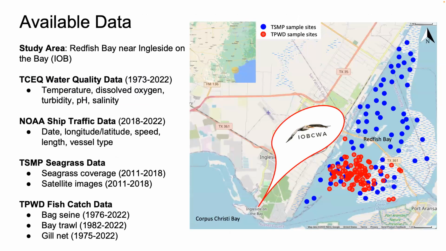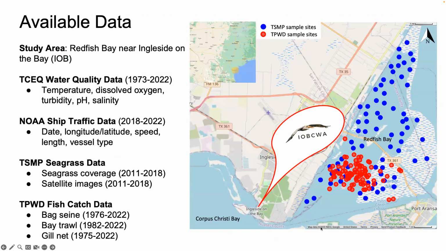And so this was some of the data that were available to us. Unfortunately, there wasn't a whole lot that was readily available for Ingleside on the Bay itself. And so we decided to use the adjacent Redfish Bay to analyze and compare our predictions to then apply to the Ingleside on the Bay area.